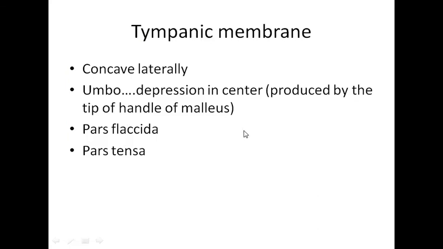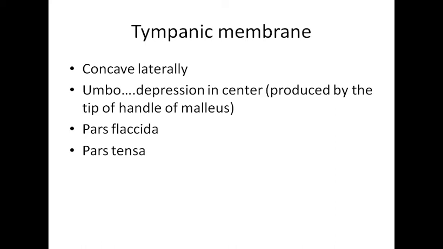So it is concave laterally, meaning the outer surface will be concave, and the inner side, toward the inner ear, will be convex. There is a term known as umbo, which is used for the depression in the center. This depression in the center of the tympanic membrane is called the umbo. And why does this depression form? It forms by the tip of the handle of malleus. We'll discuss what is malleus and what the other bones are in the middle layer.